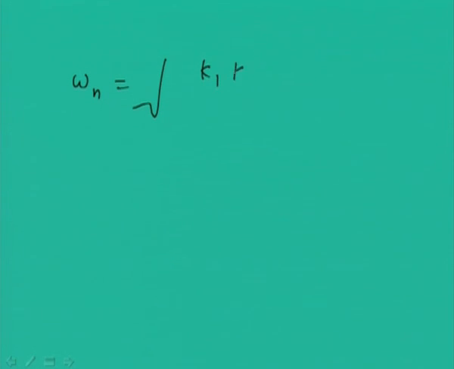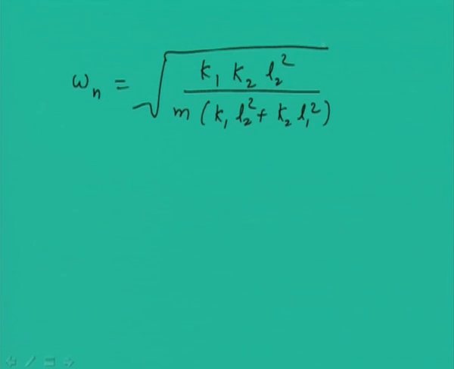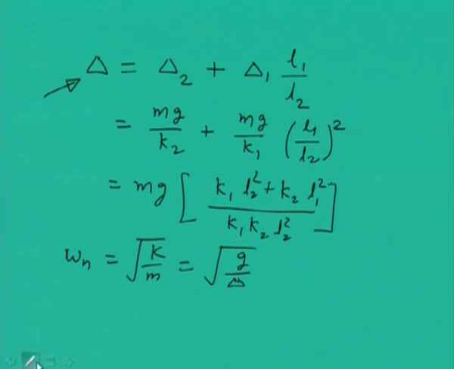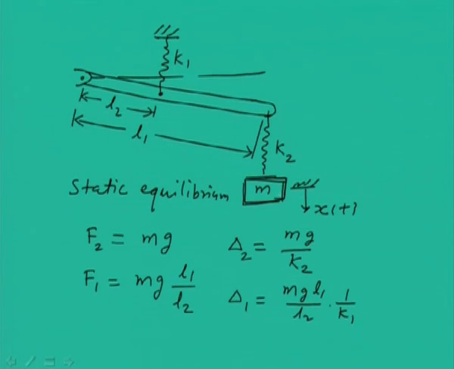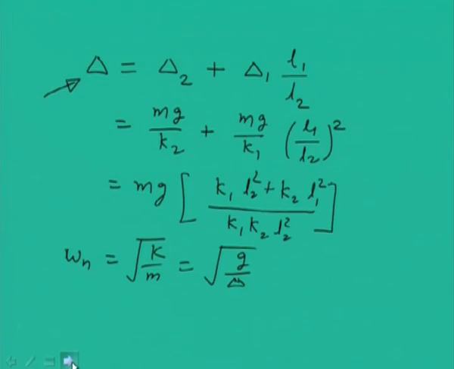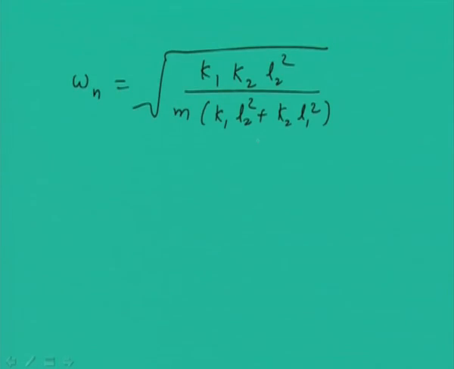So the natural frequency of the system will be this. So you can see that here we have not obtained the free body diagram of this member, but directly we obtain how much static deflection of this particular mass is taking place, and based on that we were able to get the natural frequency of this system.